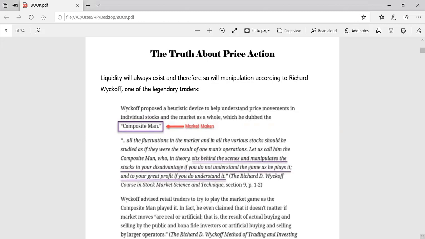If you don't understand, you are the liquidity that they want to take off the market. So if you understand the market, that means you are making profit. But if you don't understand it, you are the liquidity that the market is looking for. So let's go straight back to that.